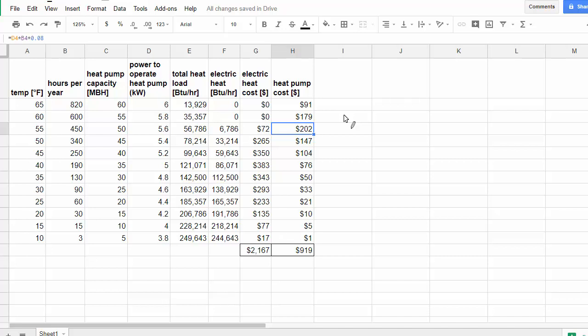So hopefully that makes sense and gives you a good picture of how to think about the operation and the operational cost of using heat pumps for heating in climates where there are fairly cold temperatures outside for parts of the year.